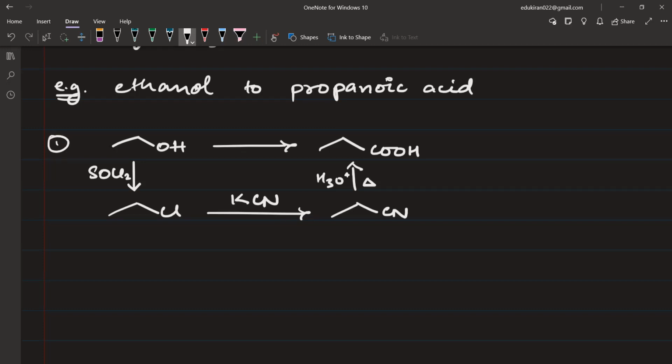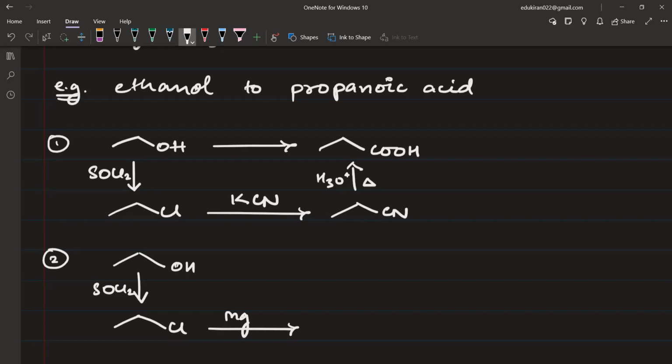ठीक है ना? ये first method है. Second method आप जा सकते हैं क्या? First reaction is going to be the same. SOCl2 is going to give you Cl here. Then for the next reaction, how many more carbons do I need? I need only one more carbon. So I will add here MgCl first of all.